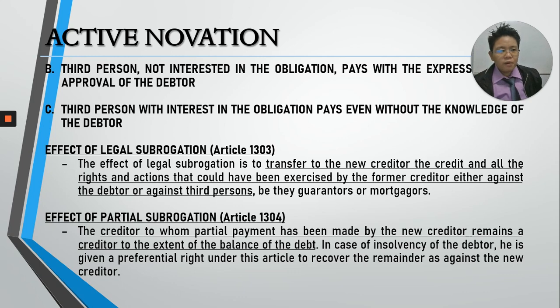Now, remember, if kulang yung pera ni debtor, let us say, hindi niya mabayaran yung dalawang creditors niya, preferred yung original creditor who is C. So, siya ang unang mababayaran ahead of the creditor who paid partially and is subrogated later on with the consent of original debtor and creditor.